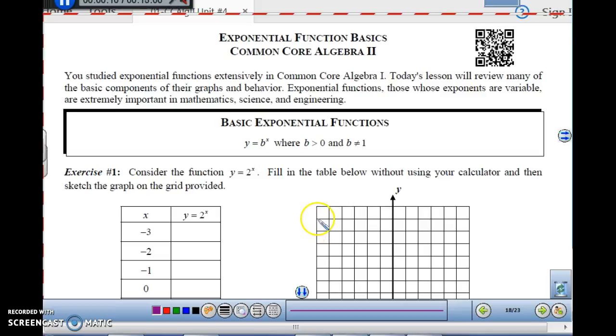Okay, so let's take a look at the basic exponential function. Its formula is y equals b to the x. Now notice it's exponential because your x value is an exponent. And b has to be greater than 0, and b can't equal 1. The base can't be 0 because you can't raise anything to the 0 power, and b can't equal 1 because you would get 1 every single time. Let's take a look at what this function looks like and how it behaves.